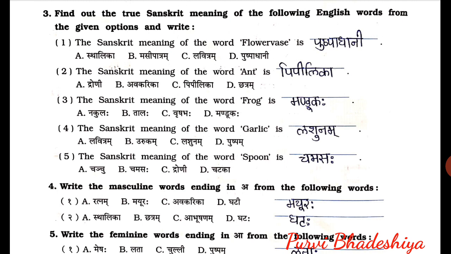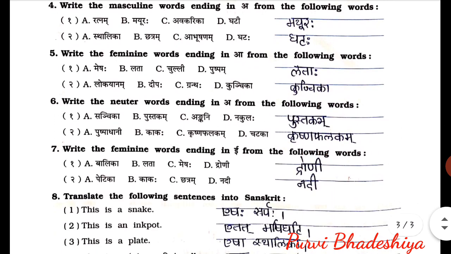Now exercise number 4. Write the masculine word ending in A from the following words. So we have to find out the ending A masculine word. So the word which is having ending sound A and it should be masculine. So first one, the answer is B, Mayurah. You can see that A is the ending sound. So Mayurah is the correct answer. Second one, in that Ghatah. Ghatah is the correct answer.